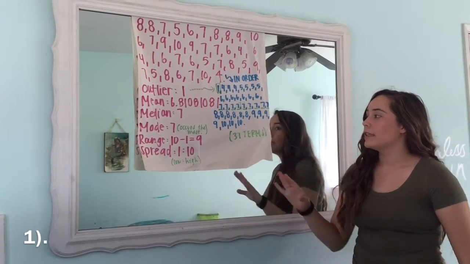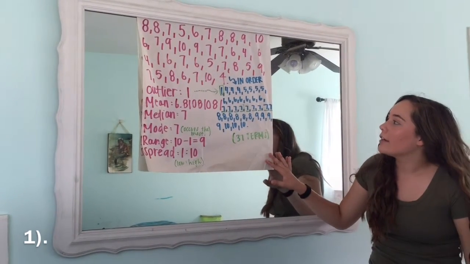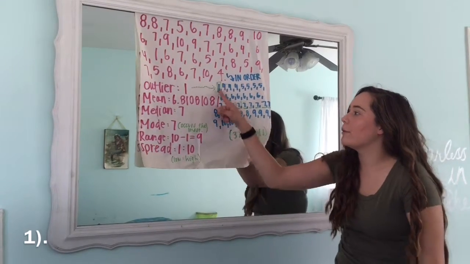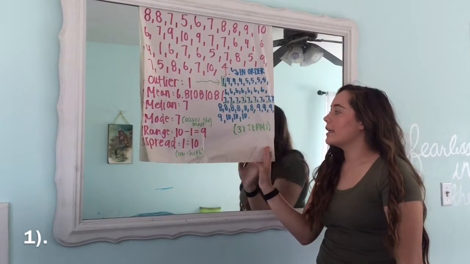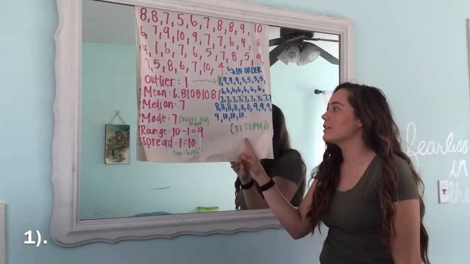So the first problem, they gave us a list of numbers, and the first step is you have to put them in order from least to greatest, which is what we did here. The outlier is the one that occurs the least, so that would be 1. The mean is all of these numbers added together and divided by how many terms there were, which is 37.